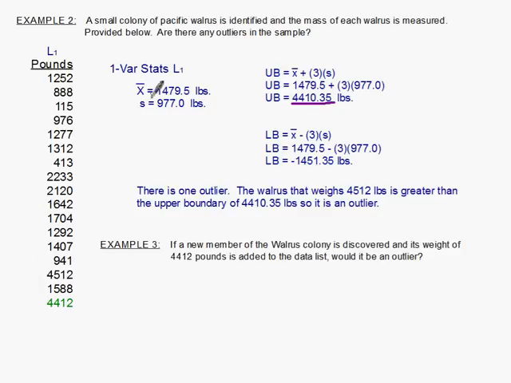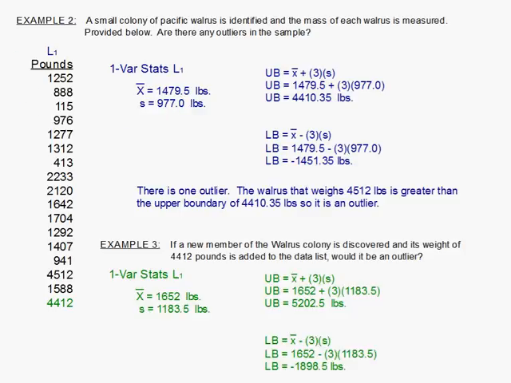So our x bar and our S are also going to change. So we need to recalculate. So here we do one var stats again. We get the new x bar and new S. Notice that both the mean and in particular the sample standard deviation has really increased quite substantially. We go through the calculations, and look what happens to the upper and lower boundaries. They really spread out.